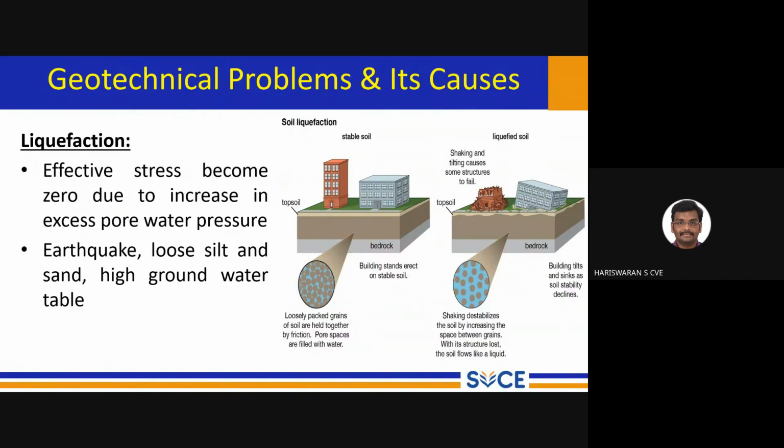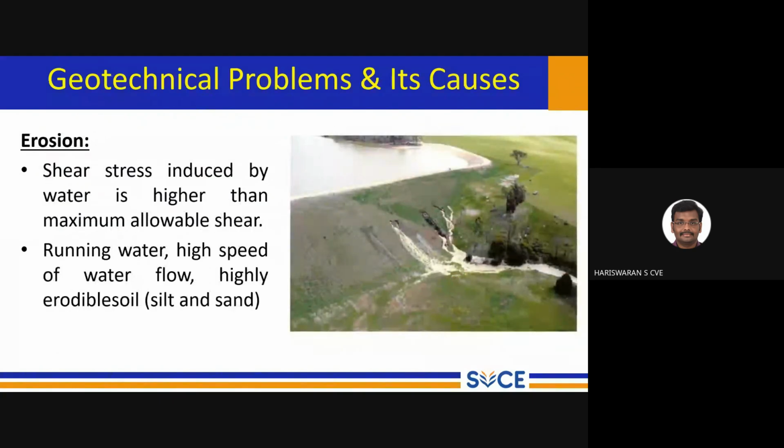Because of dynamic motion, the water table tries to move upward. Then only this type of liquefaction will occur, right? Then it's called erosion, removal of soil particles because of the running water.